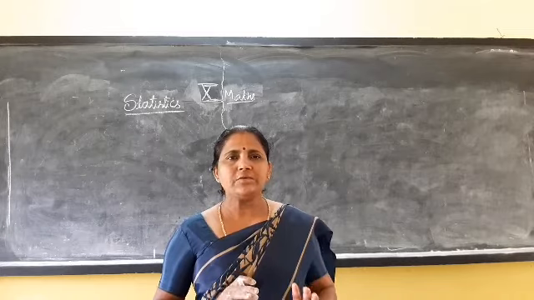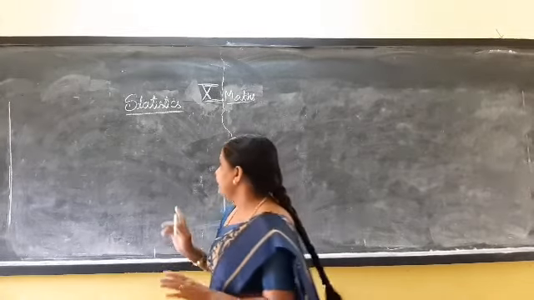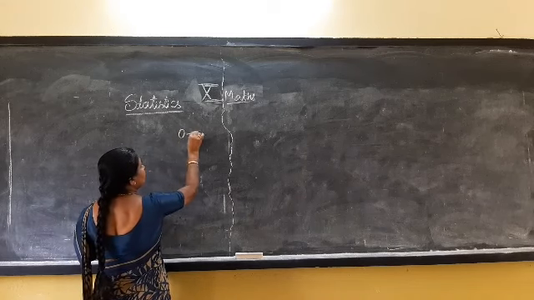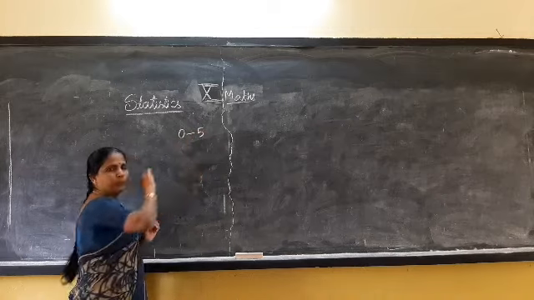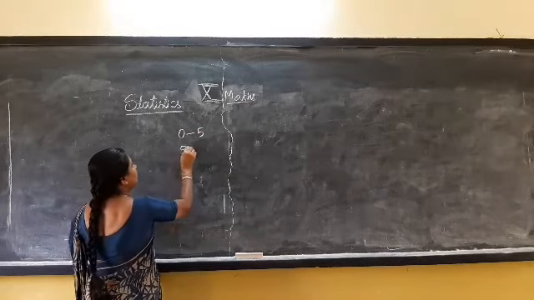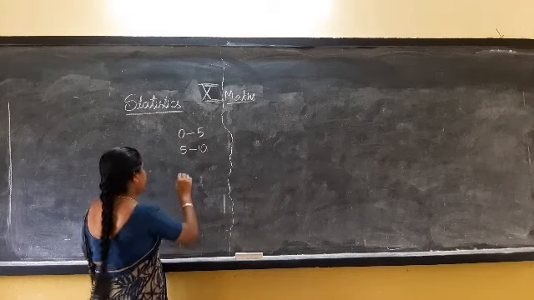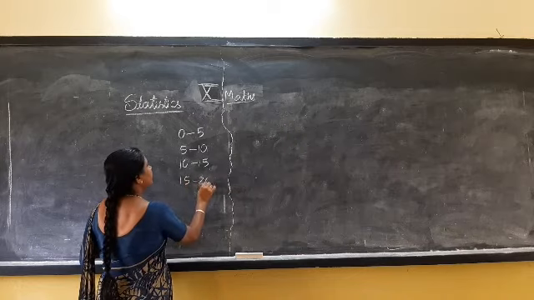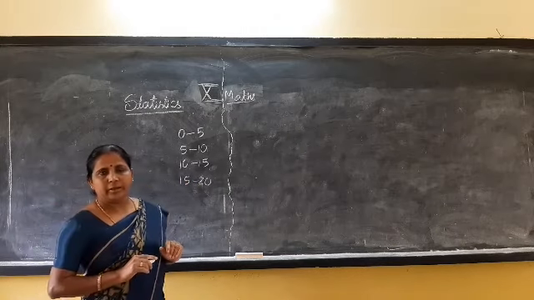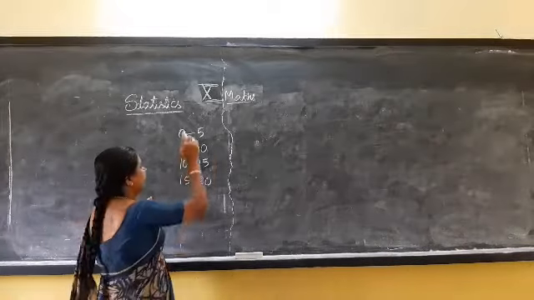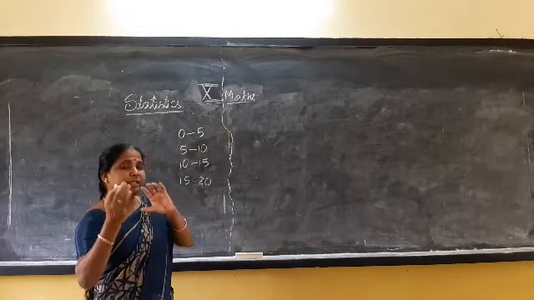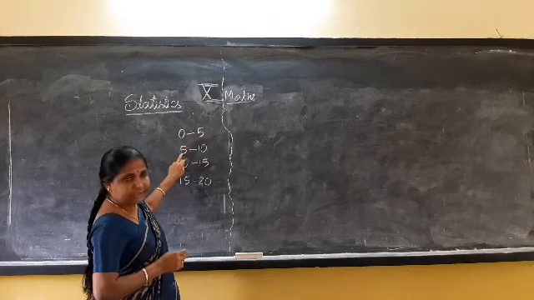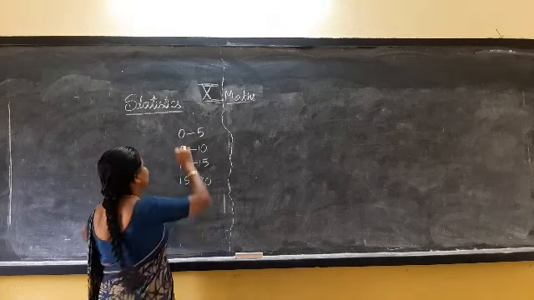So if I have conducted a 20 marks test, I can group it like this. Those who have scored 0 to 5, one group. 5 to 10, another group. 10 to 15, the next group. 15 to 20, so 4 groups I can make. And I can enter how many students have got those marks. Here 5 is repeated. We call this a class interval.